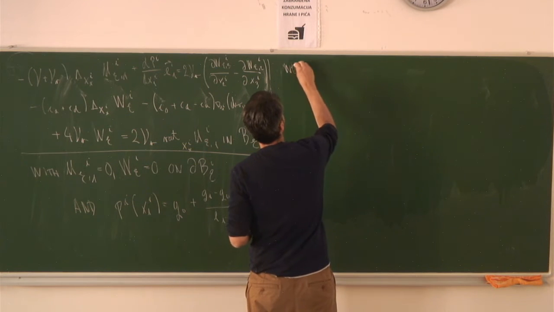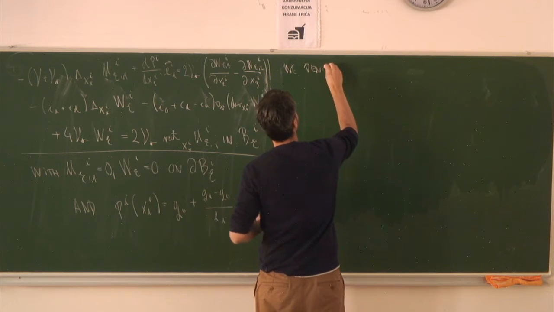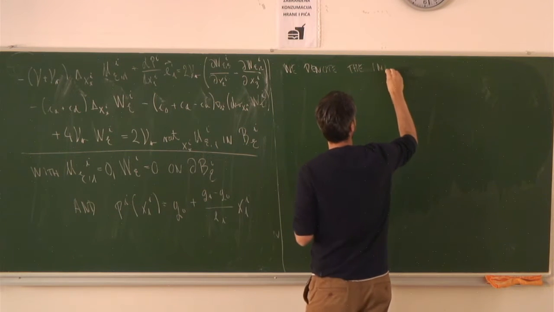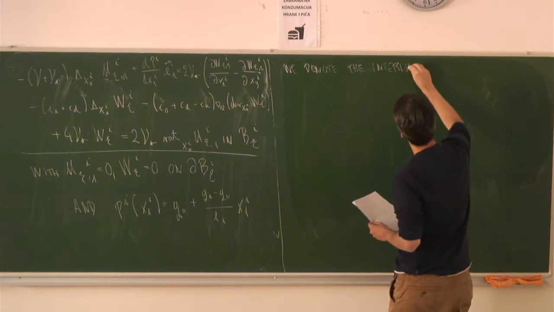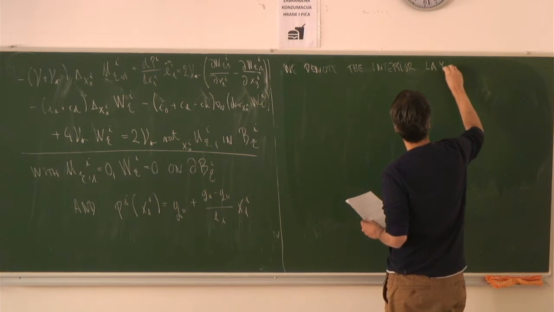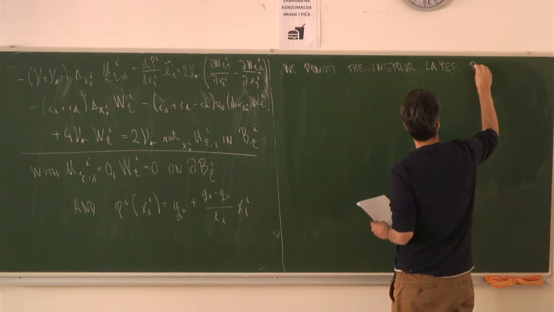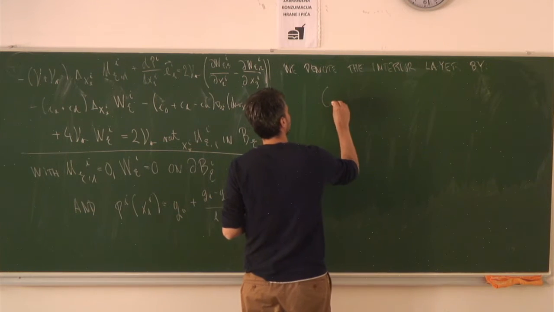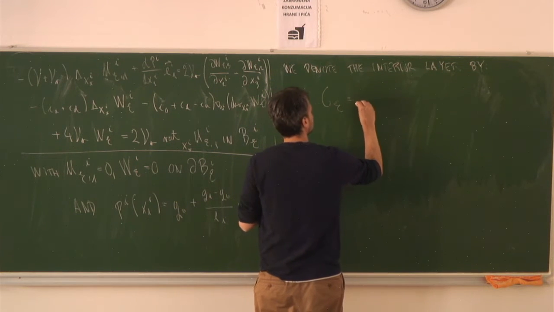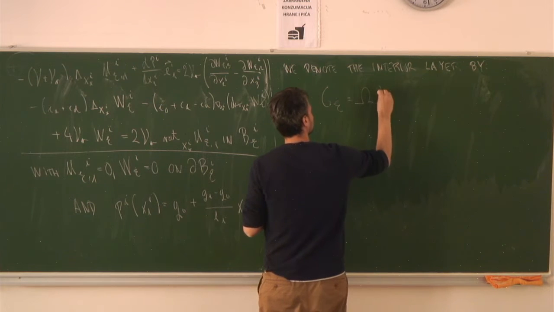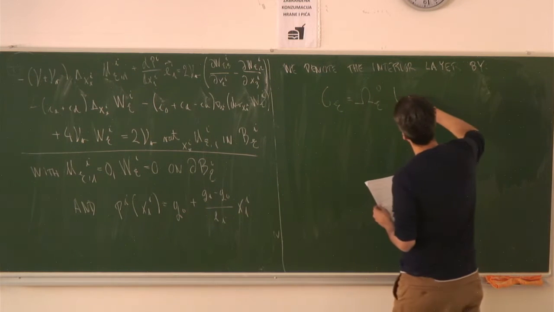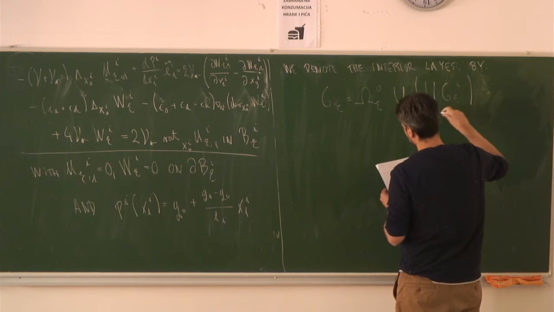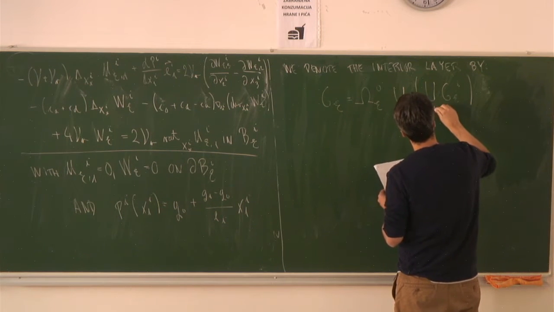So we denote the interior layer by the following. G epsilon is omega epsilon 0 union with G epsilon i, i equals 1 to m.